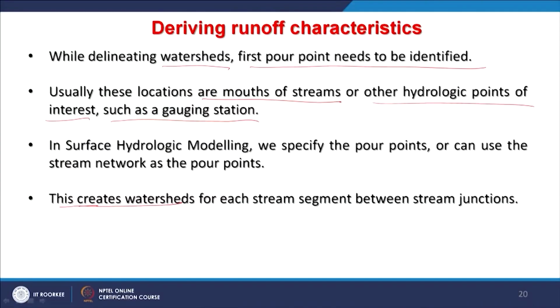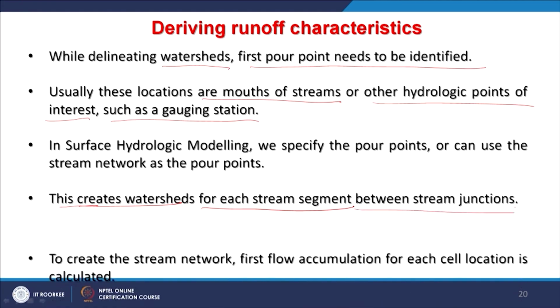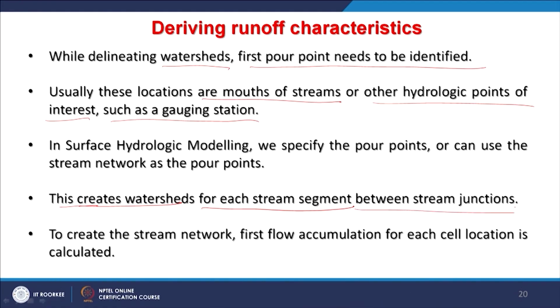And this creates the watershed once you have selected a pour point for each stream segment. That means sub-watersheds, you can go to a single stream between the stream junctions. And to create the stream network, first the flow accumulation for each cell location is calculated. So, this is virtually the fourth step. The first steps are identification of sinks, filling of sinks, flow direction, and now flow accumulation.